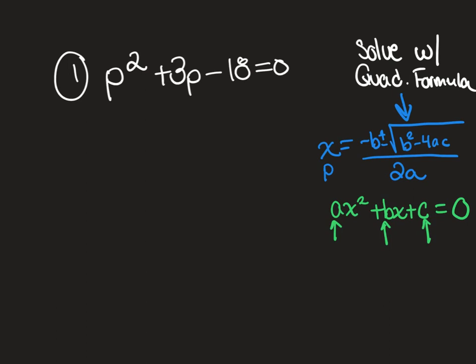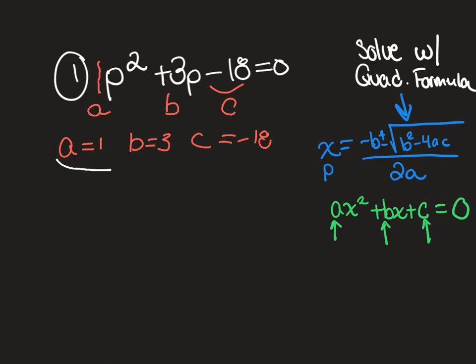So in the problem we have, there is a 1 right here, so that's my a value, and my b is going to be a 3, and my c value, it's the whole thing, it's the negative and the 18. So I'm going to write that down. A equals 1, b equals 3, c equals negative 18. So I'm going to take these numbers and I'm going to plug them in to the quadratic formula. So these numbers right here, I am plugging into this formula right here.